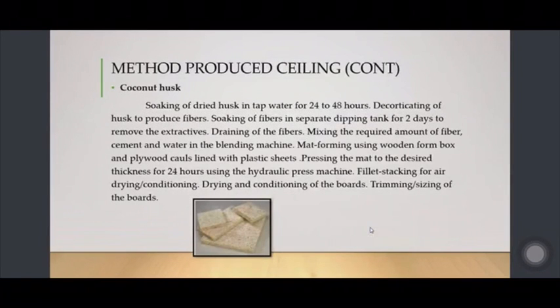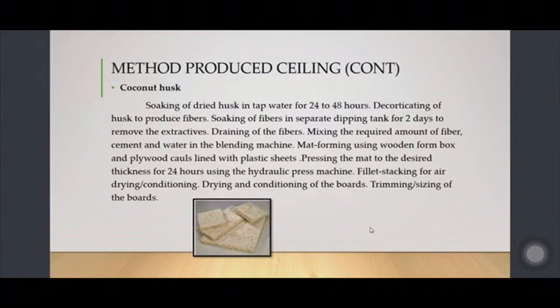Lastly, coconut husk. So from the procedure for coconut husk, first we need soaking of the dry husk in tap water for 24 hours to 48 hours. Second, decorticating of the husk to produce a fiber. Third, soaking of the fiber in a separate dipping tank for 2 days to remove the adhesive. Fourth, draining of the fiber. 5. Mixing the required amount of the fiber, cement and water in the blending machine.